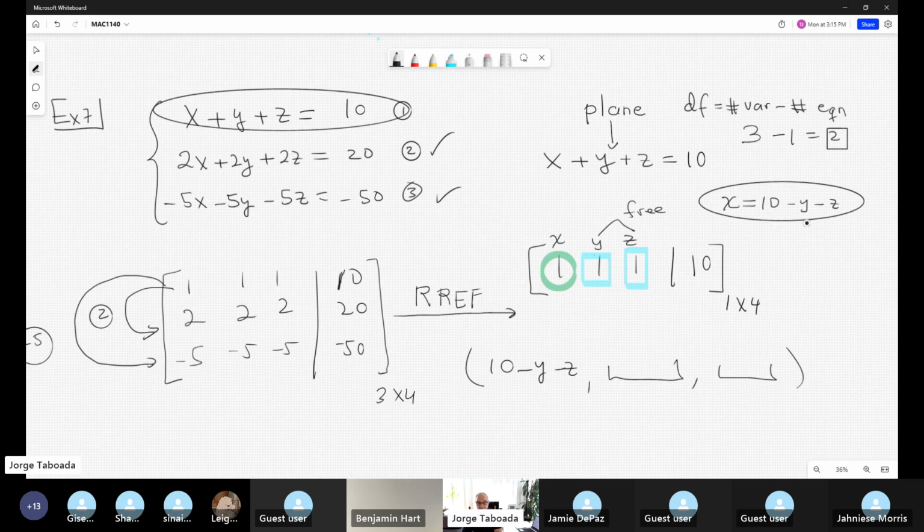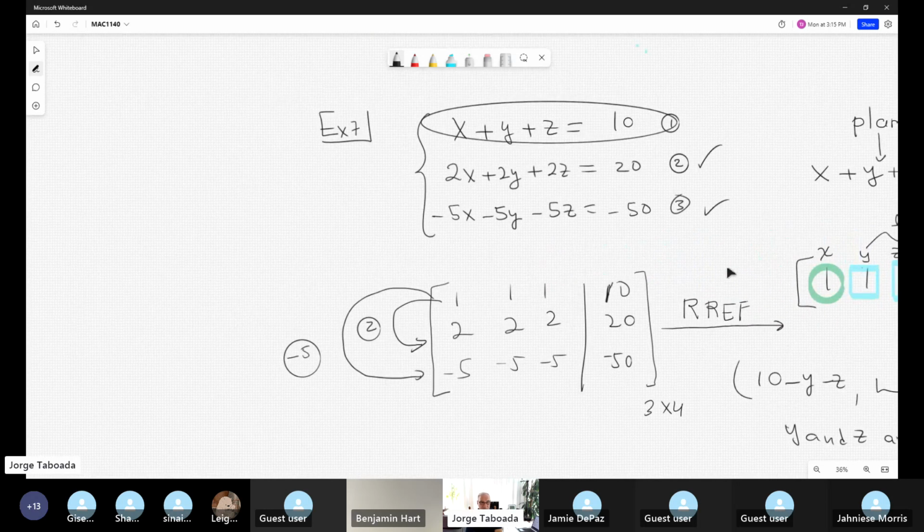And what about the rest of the container? This is y and this is z. And who is y and z? Oh, y and z are any number. So y and z are any real number. That is the reason that our solution set has two free variables: it's because it's a plane. Actually, the geometric representation of this problem is one plane.